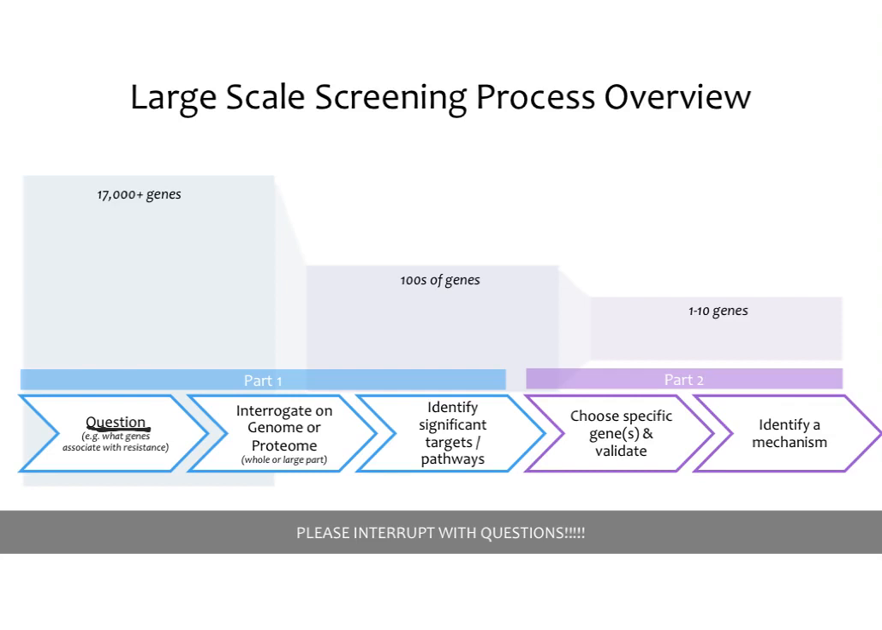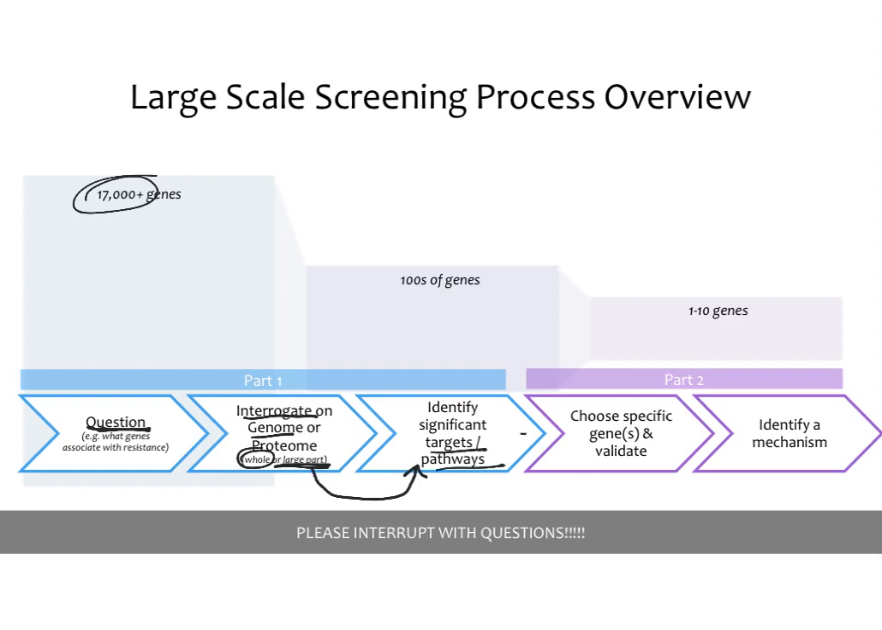So we want to know, out of all of the genes in the whole genome, which is slightly more than 17,000 genes, what genes associate with resistance. As our first step, we're going to interrogate across the whole genome. We can do the whole genome or a large part of the genome, but the point is that we're looking at the order of thousands of genes for the genes that matter. From that, we're going to be able to identify some significant targets or pathways that we're interested in.